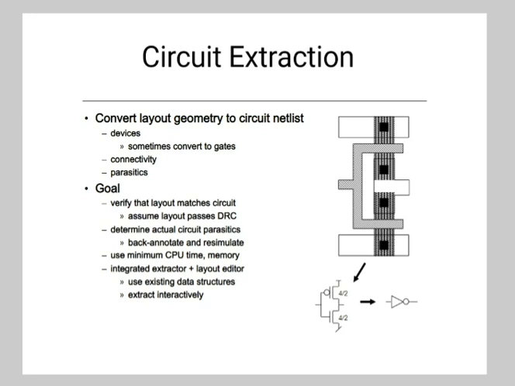So, convert layout geometry to the circuit netlist. Here a diagram is shown. The goals are to verify that the layout matches the circuit, assuming the layout passes DRC, determine the actual circuit parasitics, back-annotate, and resimulate. Use minimum CPU time and memory, with an integrated extractor plus layout editor.